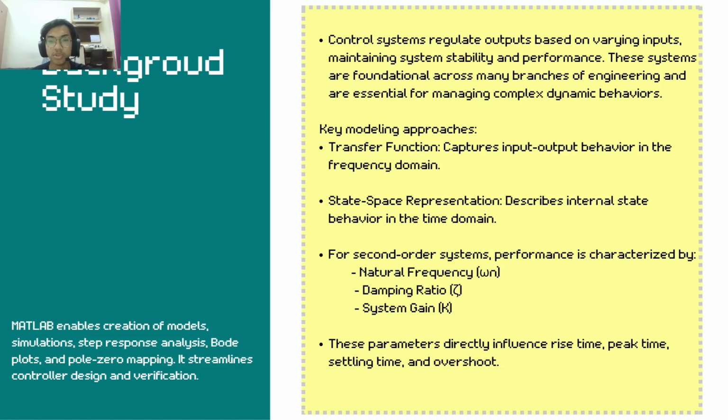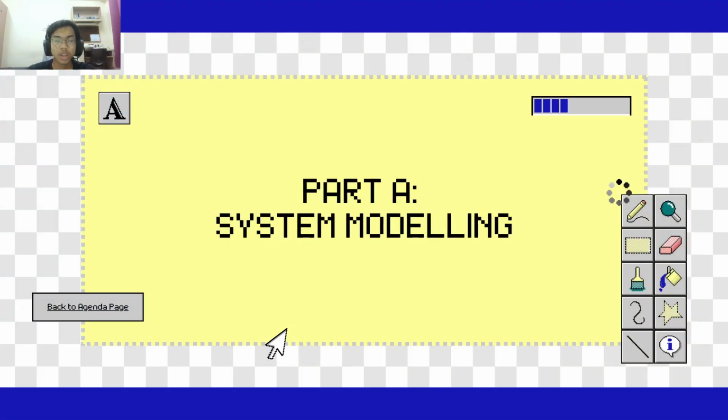Two major modeling approaches are used. First is the transfer function, which works in the frequency domain, and state space representation, which operates in the time domain. For second order systems, performance is influenced by three parameters: natural frequency, omega n, damping ratio, zeta, and system gain, k.